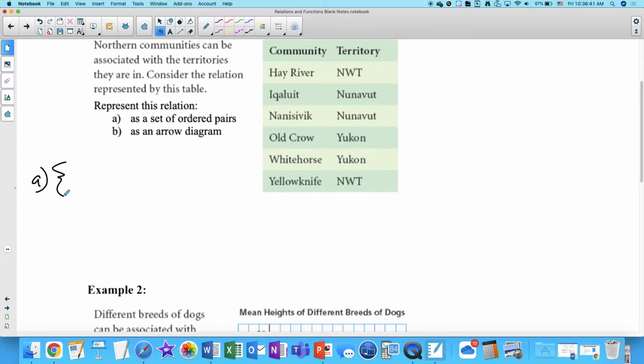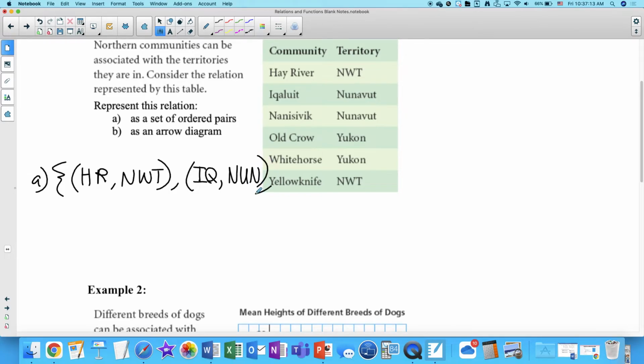Just because there's consistency, right? Whatever's on the left in the table of values should be on the left in the ordered pair. So I'm going to cheat a little bit and just use some abbreviations. I wouldn't do this if the table wasn't there as well, because otherwise people wouldn't know what my abbreviations mean. So I've got Hay River, Northwest Territories. So that's one ordered pair, comma. Iqaluit, Nunavut. There's another one.